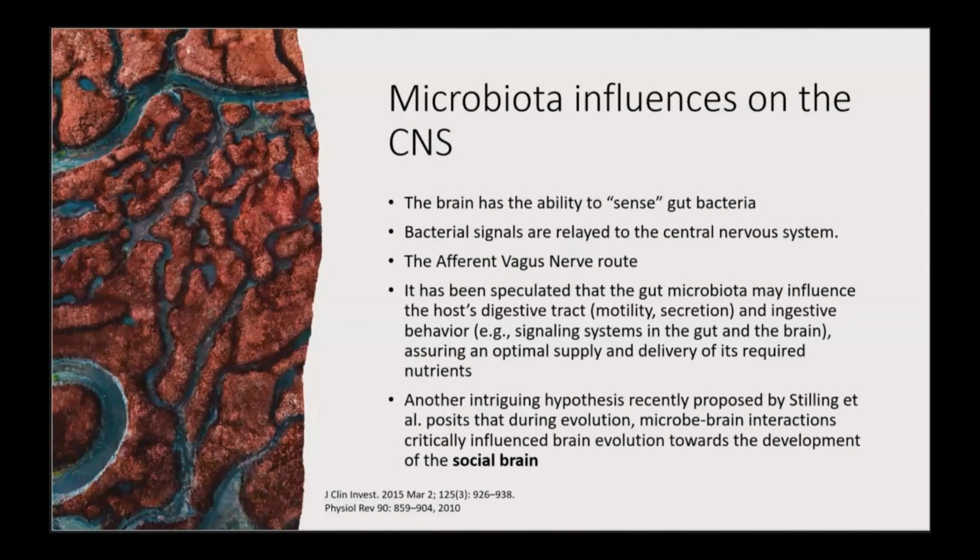And I love this bottom statement here. This research in 2015 says that during evolution, micro-brain interactions critically influenced brain evolution towards the development of the social brain. Well, not only am I made up of this, I'm like a biont, right, of all these microorganisms, but they're actually wanting to get together and share and exchange relationships with each other through me. So they're influencing what I do so that they actually are able to evolve and change and have interactions, right? It's pretty interesting.